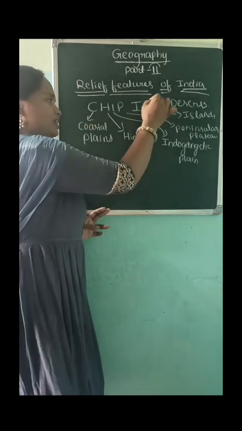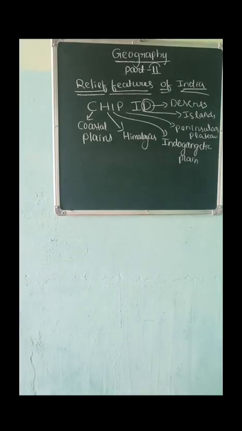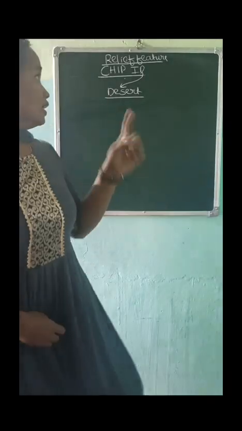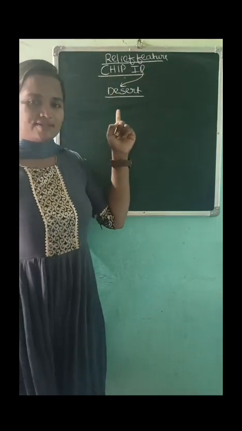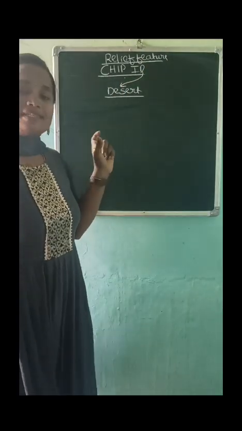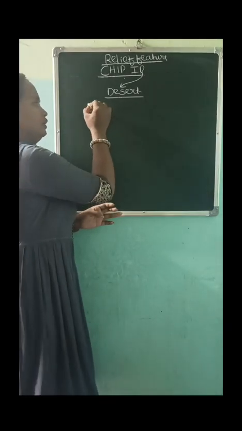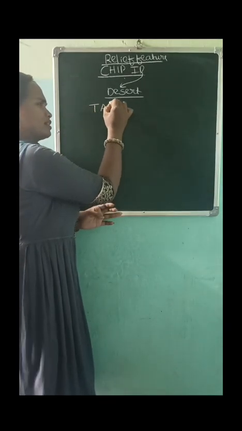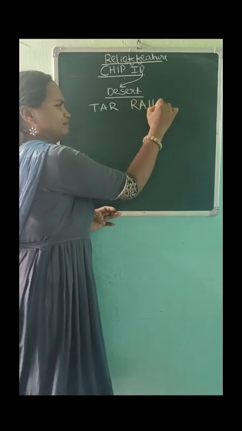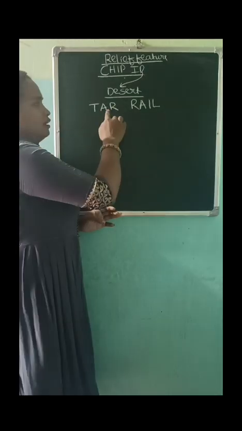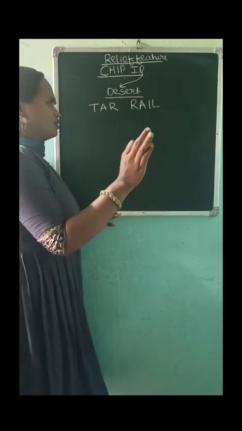First of all, let me tell you about the deserts. In CHIPID, D stands for desert, right? How to remember desert related info? Easy. I'll tell you now, by using a simple trick. Thar rail. They made a railway transport by using the Thar desert. That is the logic. Thar rail.